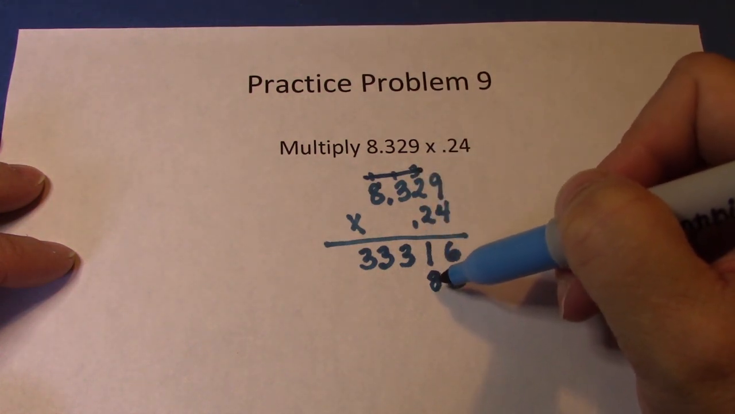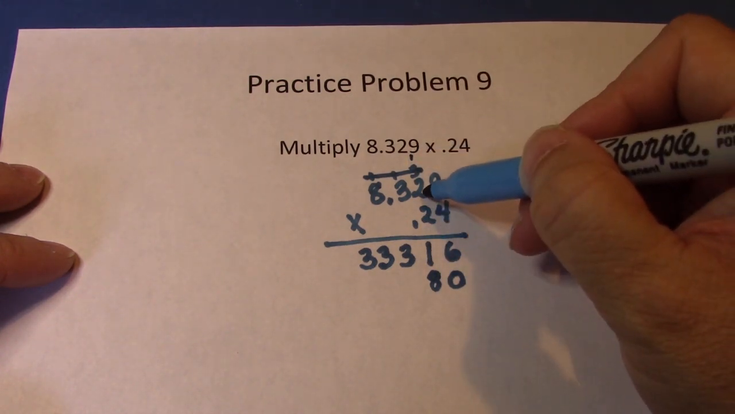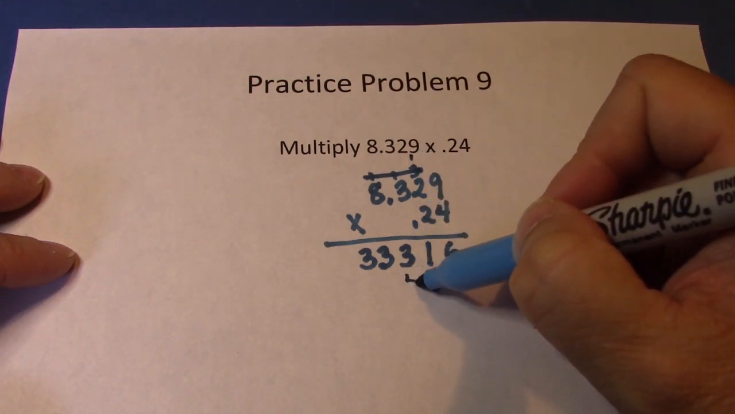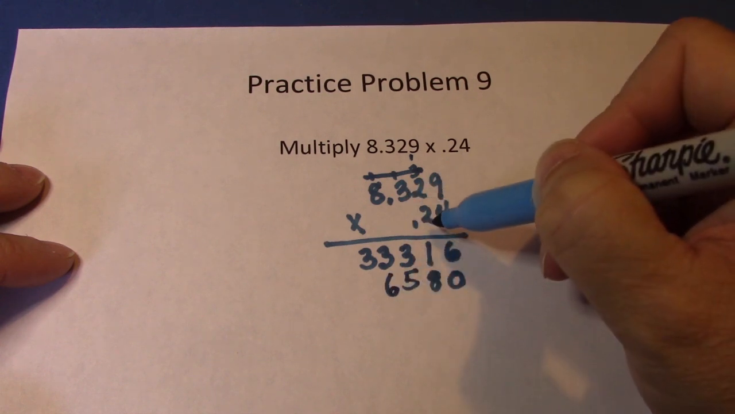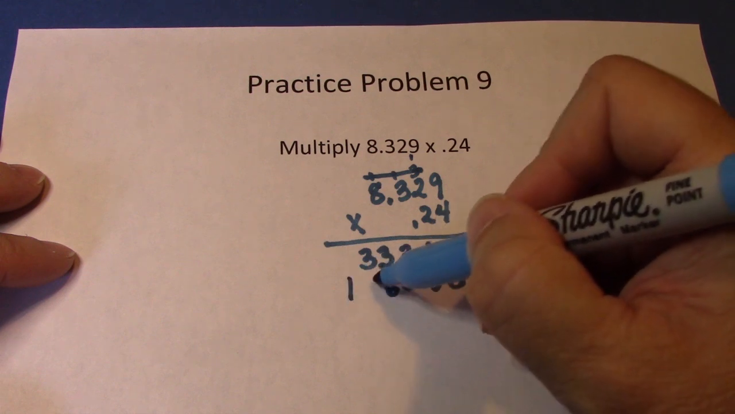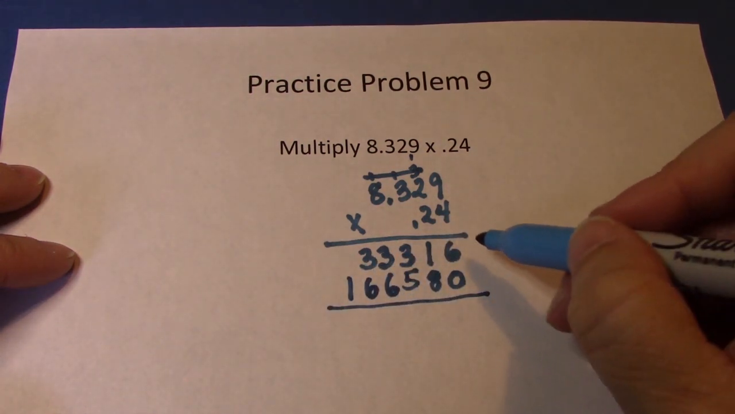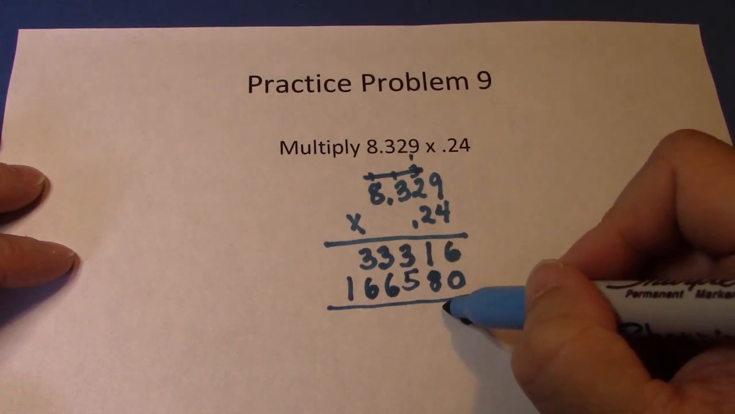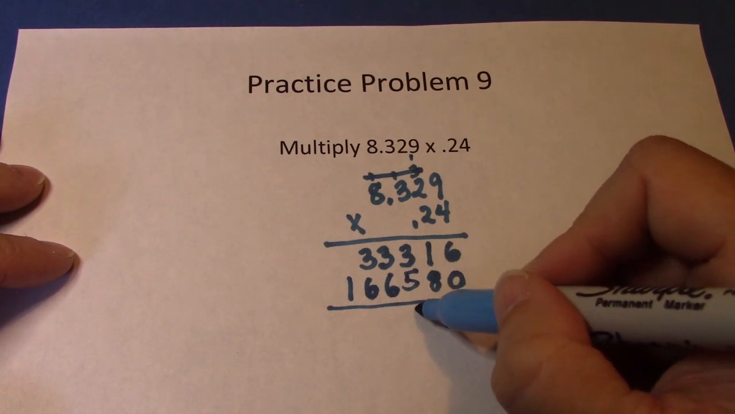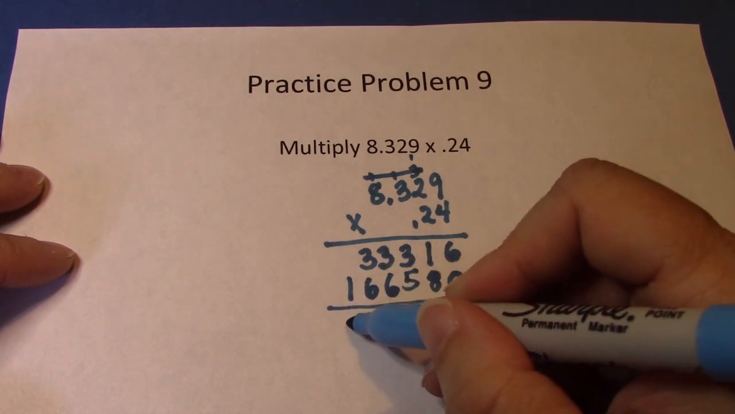I put my 8 down and I write this up here. 2 times 2 is 4, and 1 more is 5. 2 times 3 is 6. 2 times 8 is 16. Next step is to add all this up. 6 plus 0 is 6. 1 plus 8, 9. 3 plus 5, 8. 3 plus 6, 9. 3 plus 6, 9, and the 1.